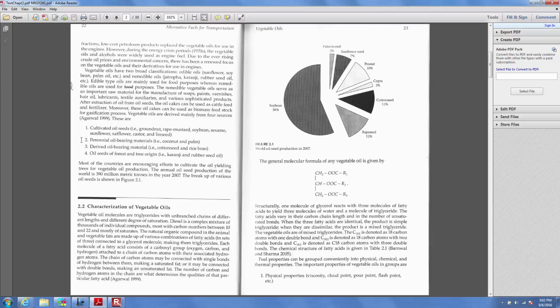But those are our cultivated oil seeds. We have perennial oil-bearing materials, coconut and palm. Both are trees, obviously, and that's where you can get oil from them. Derived oil-bearing material, cottonseed and rice bran. We can't get the oil directly. It has to be processed. That's what the derived means. We have to process it in order to draw the oils out of it. And then oil seeds of forest or tree origin. Rubber seed oil, we see that one again.